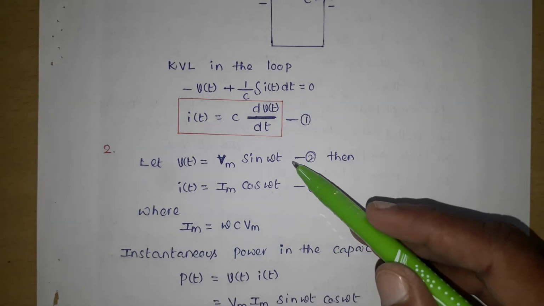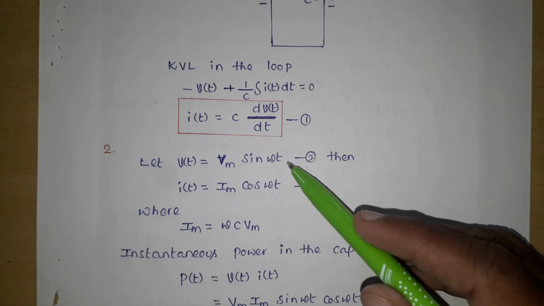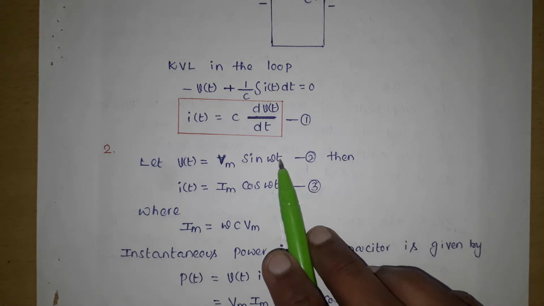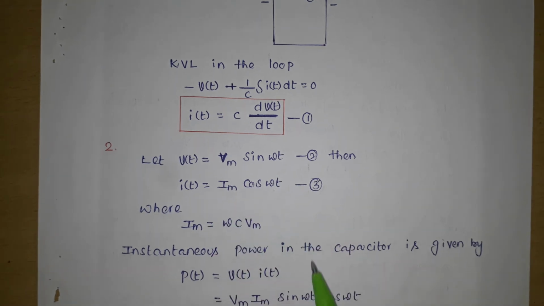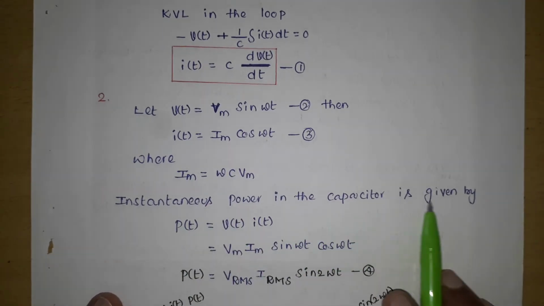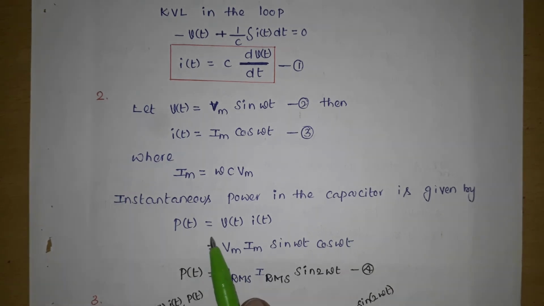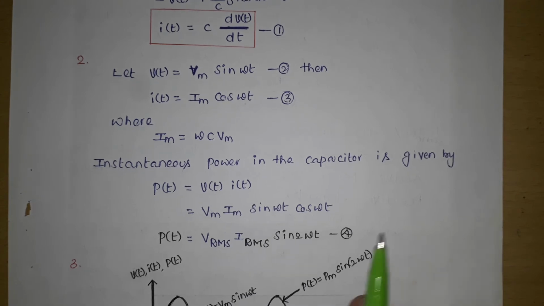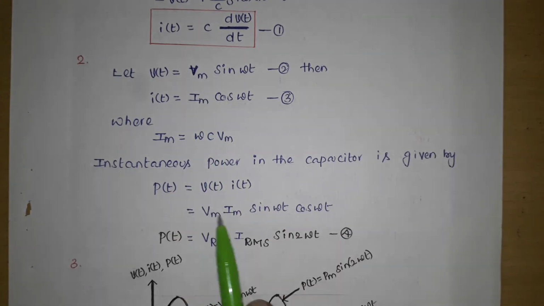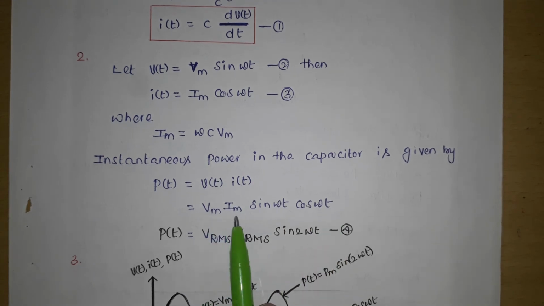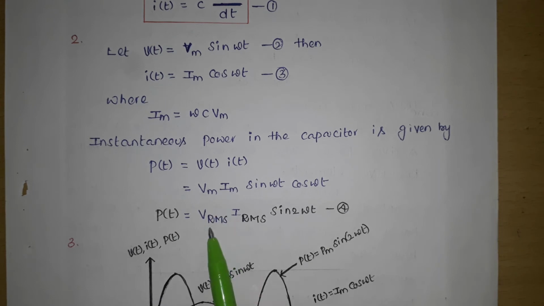Here this is the voltage waveform across the capacitor, and this is the current. Voltage is a sinusoidal waveform and current is a cos waveform. The instantaneous power in the capacitor is given by the product of instantaneous voltage and instantaneous current. So P of t equals V of t into I of t. V of t is Vm sin omega t and I of t is Im cos omega t. Finally you get Vm Im sin omega t cos omega t. So P of t equals Vrms Irms sin 2 omega t.